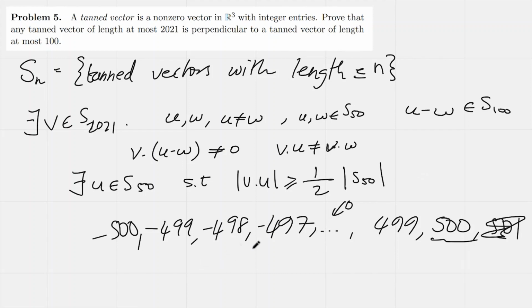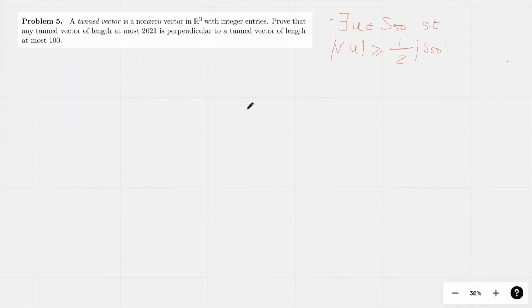And so this is kind of the pigeonhole principle in action. So in other words, we have that there is some vector u in S50 such that v dotted with u is going to have magnitude at least half of the size of S50. Now, we're going to use this to help us prove the result. Okay, so we have that there's some vector u in S50 such that v dotted with u is at least a half times the size of S50. Now, what can we do with this?